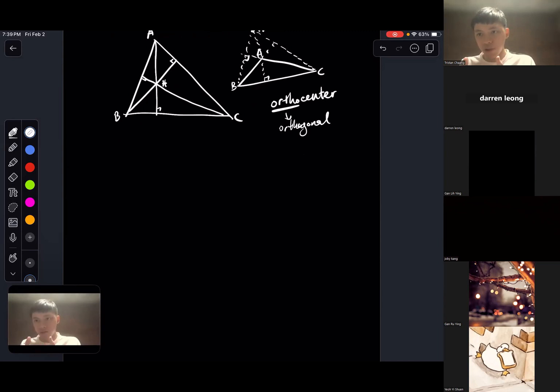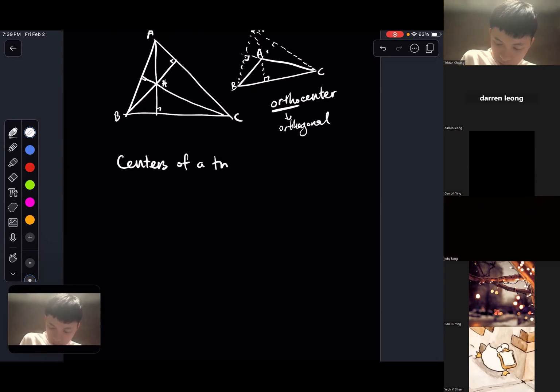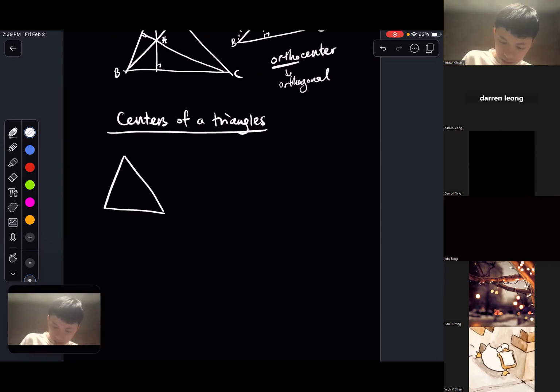Okay. Cool. Now, because we were speaking of orthocenters, let's have a brief summary of the centers of a triangle, the famous ones, and their properties. Let's start with the basic ones. So we have the centroid, where we take the medians. Whenever we take the medians, they concur, and that point we call the centroid G.